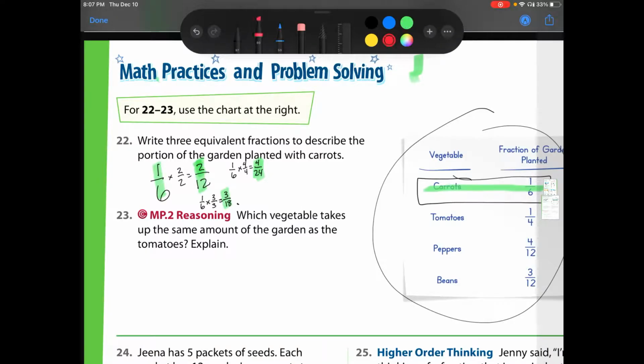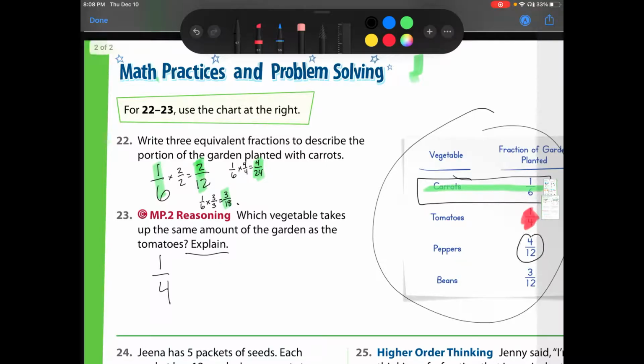So number 23 says what? It says, which vegetable takes up the same amount of the garden as the tomatoes? Well, tomatoes take up 1/4. So we need to find the equivalent fraction to 1/4. I know it's probably not going to be carrots because I already used them, and I don't see 1/6 and 1/4 when I made those equivalent fractions. So when I find my answer, I'm going to need to explain it.